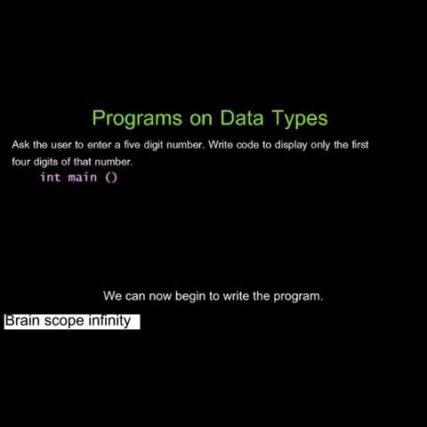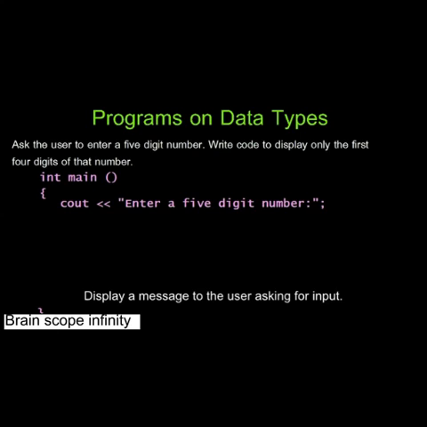We can now begin to write the program. You should include all the required headers and directives. I haven't shown them here. Display a message to the user asking for input. The user has to enter a 5-digit number. An int type of variable will be sufficient to hold the input number.